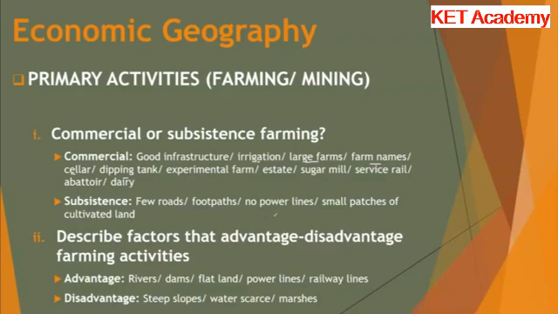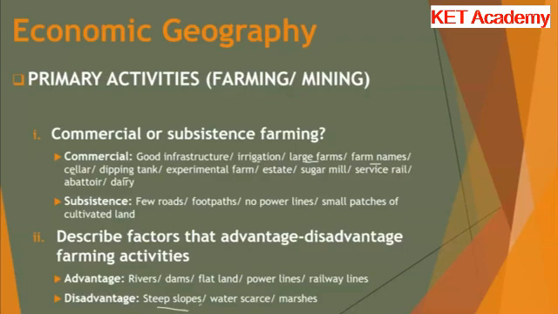Describe the factors that are advantages and disadvantages of your farming activities. An advantage of your farming activities would be your rivers, dams, flat land, power lines, and your railway lines. These advantages are generally your infrastructure going towards that farm, so your farmer is able to participate in those different activities. Disadvantages to agriculture, though, are your steep slopes.